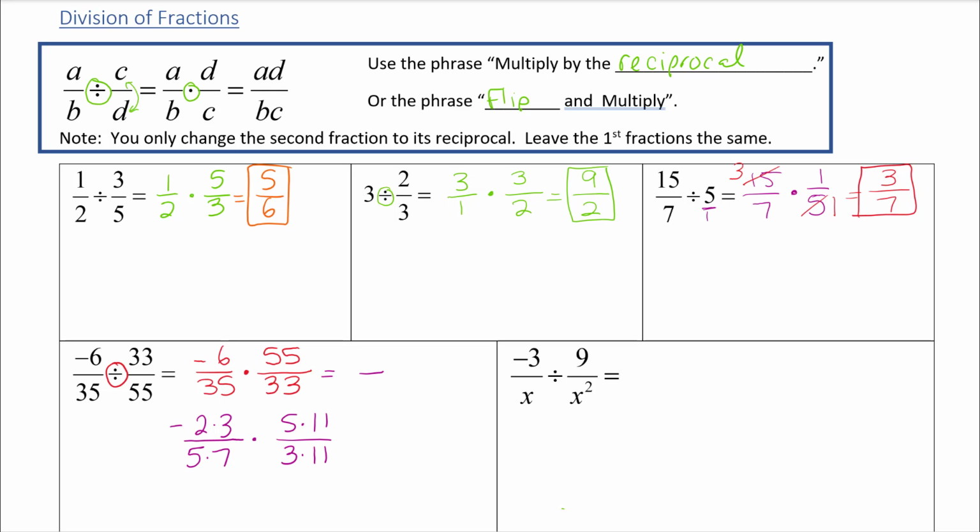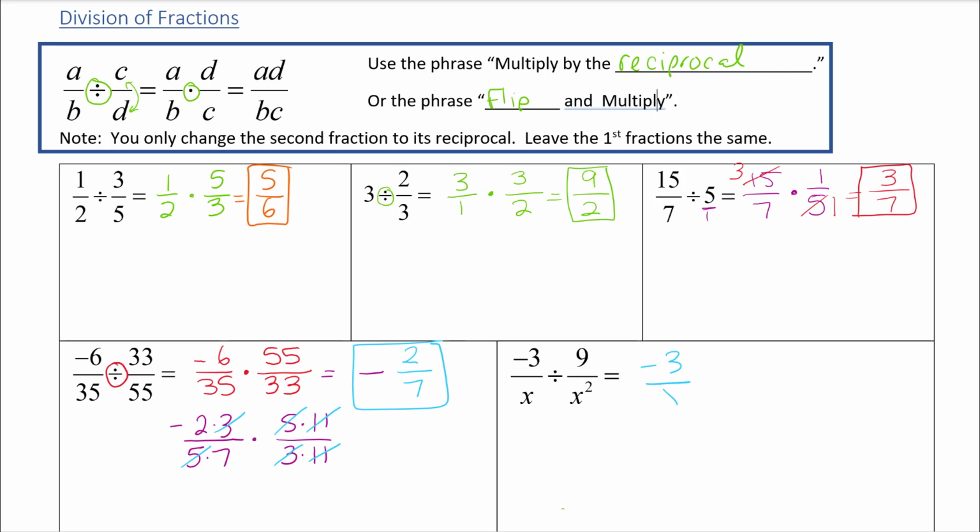Now anything in the top with anything in the bottom that has a common factor can divide out. So 3 divided by 3 is 1, that can divide out to 1. 5 divided by 5, so the two 5's can divide out. And then 11 divided by 11, that's 1, that divides out. So what do I have left? A -2 over 7.